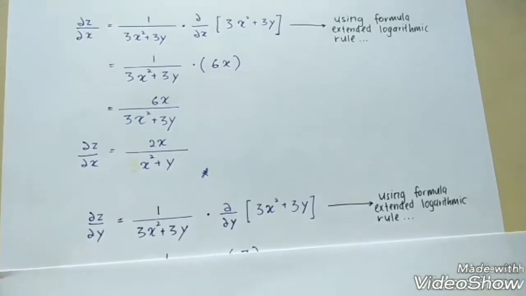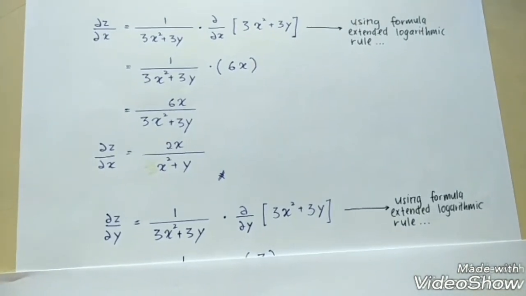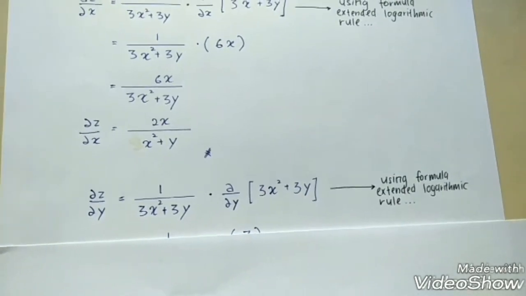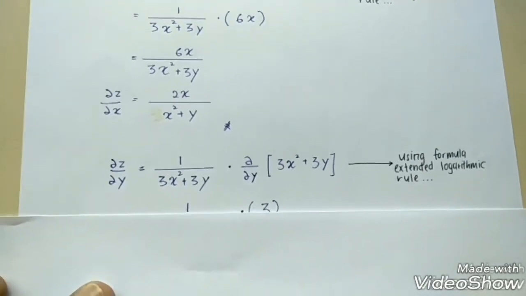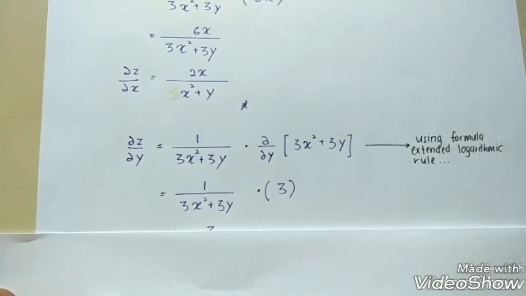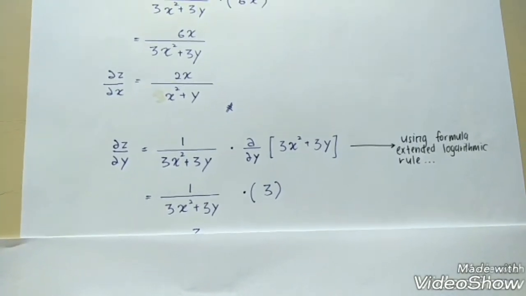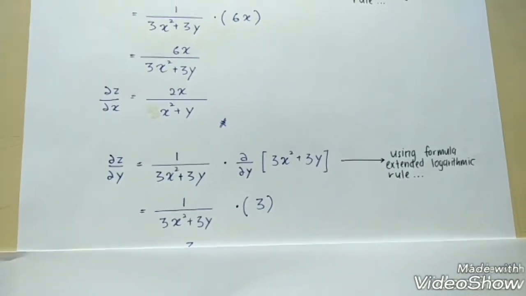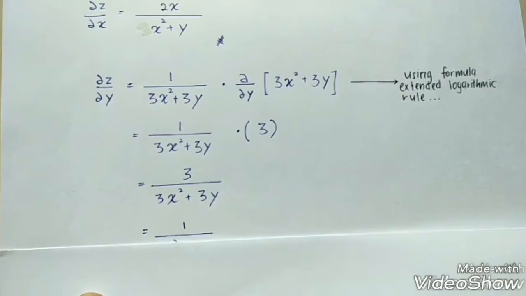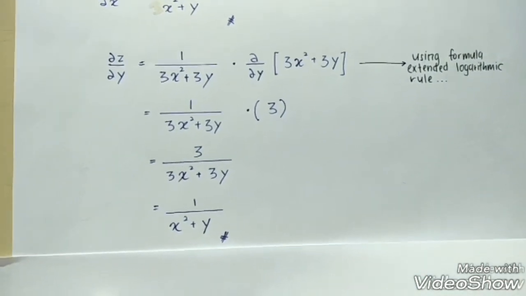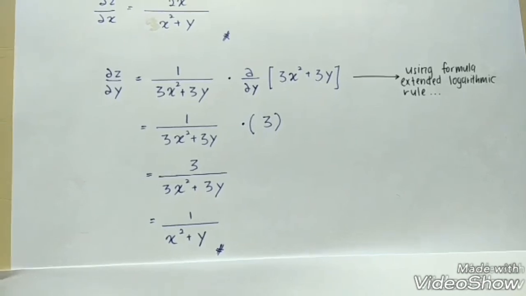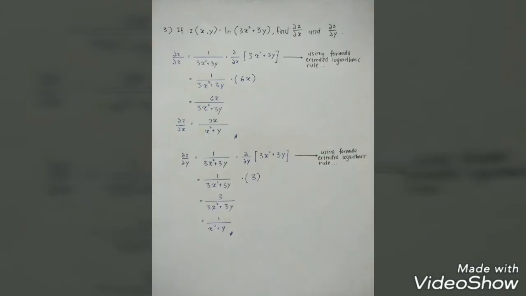To find ∂z/∂y, just the same using the extended rule: 1 over (3x² + 3y) times ∂/∂y of (3x² + 3y). Just differentiate with respect to y, so we get 1 over (3x² + 3y) times 3. Then we get the answer 3 over (3x² + 3y). Just simplify, it becomes 1 over (x² + y).